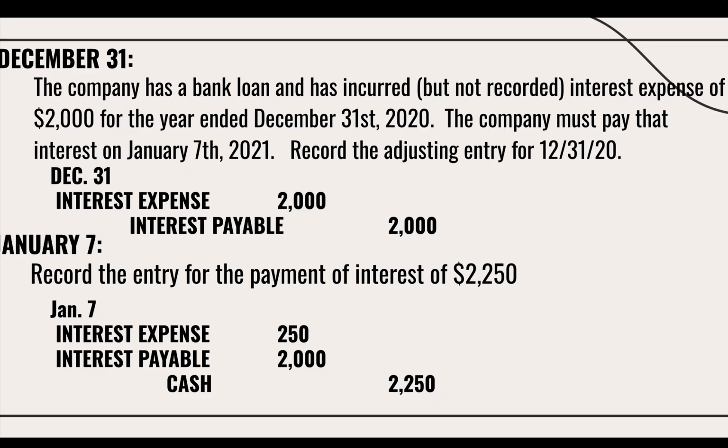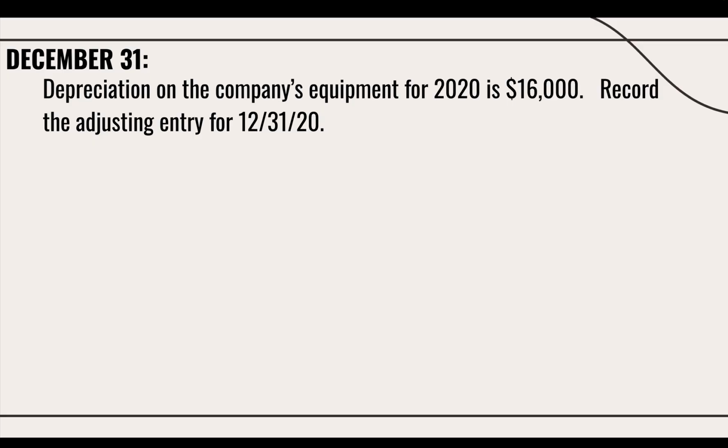Boom. Moving on. Okay, another depreciation problem. Every single adjusting entry for depreciation is going to have the exact same debit and the exact same credit. Go ahead and pause here.